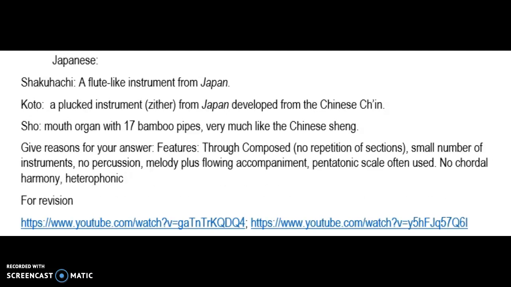Japanese music: we have the shakuhachi, it's like a flute, the koto, a plucked instrument, the sho, the mouth organ. And give reasons for your answer why this is from Japan. It's through-composed, no repetition of sections, a small number of instruments, no percussion. We have a melody plus flowing accompaniment. The pentatonic scale is often used, there's no chordal harmony and it's heterophonic.